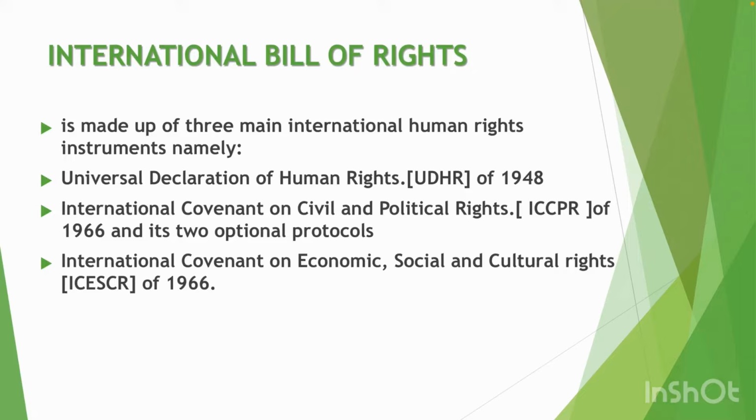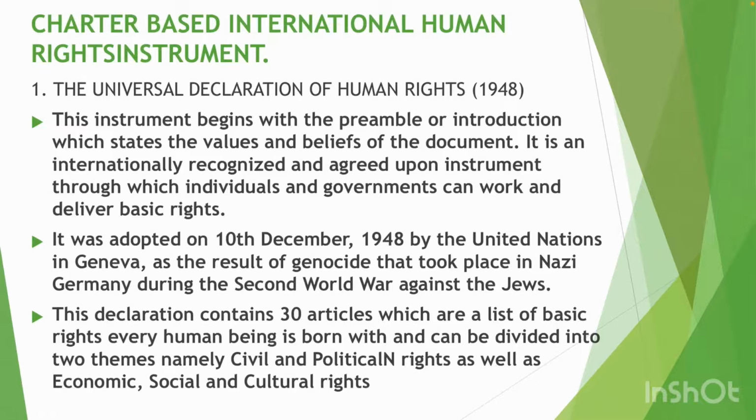Remember when we were dealing with Introduction to Human Rights, we talked about the categories of human rights, which we had: civil and political rights, economic, social and cultural rights. So even here, these things are there. Let us talk about the charter-based international human rights instruments, having known the three documents that make up the International Bill of Rights. Let us start with the Universal Declaration of Human Rights.